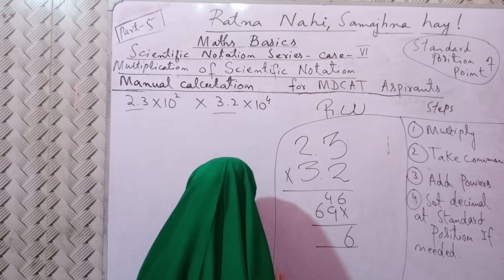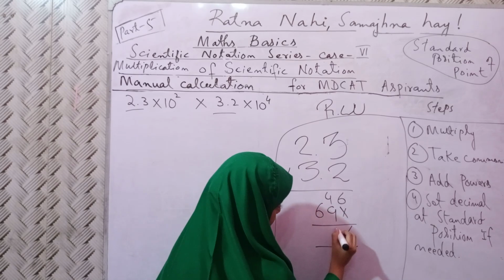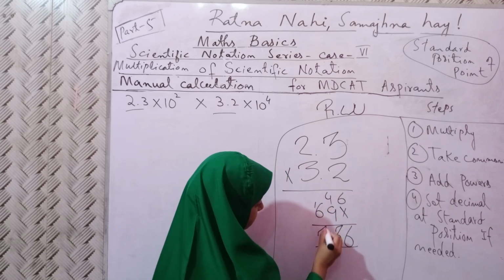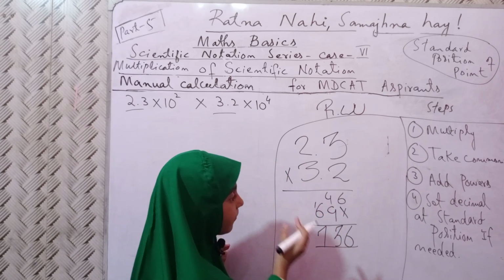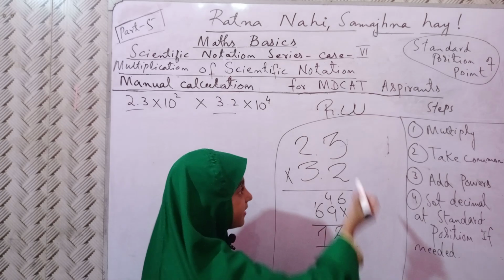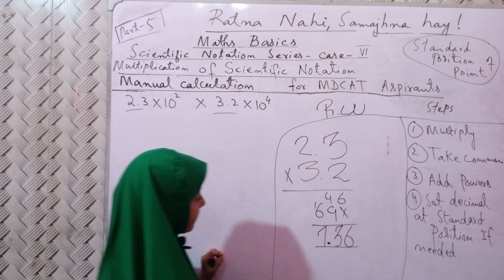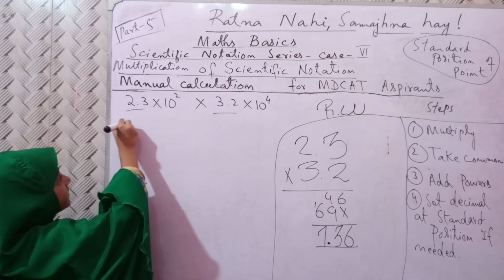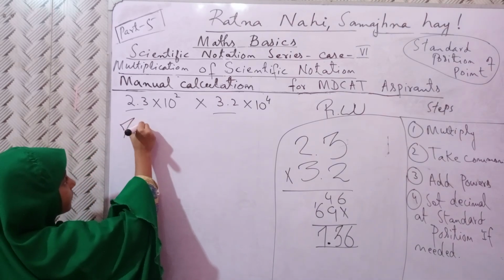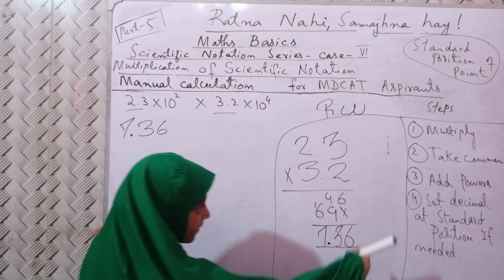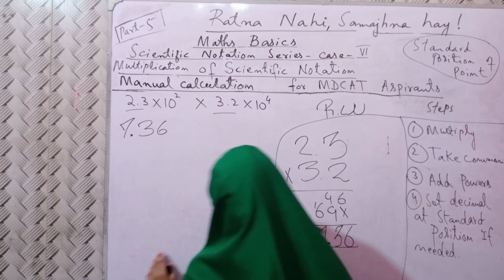6 as it is, 13, 3 as it is, 1, 6 1 plus 7. Before the point, count how many numbers there are. 1 2, 1 2, the point will come here. This is our answer. 7.36 is our answer.